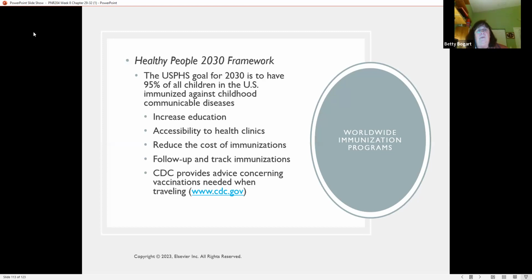One of the areas that the government looks at is something called Healthy People. I've actually done quite a few papers looking at Healthy People and what they're looking at. It promotes some sort of health program. And the one for 2030 is immunizations, that we should promote it for our children.